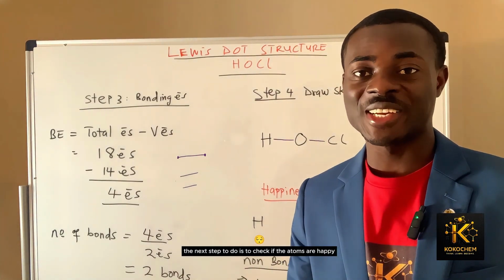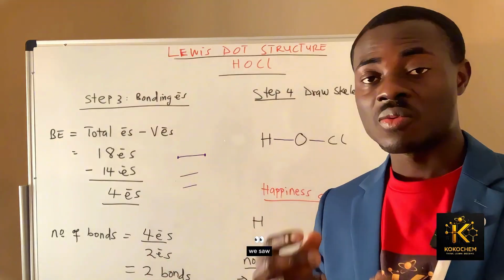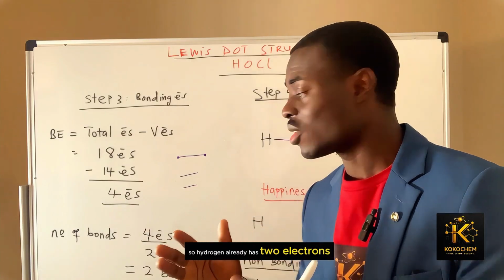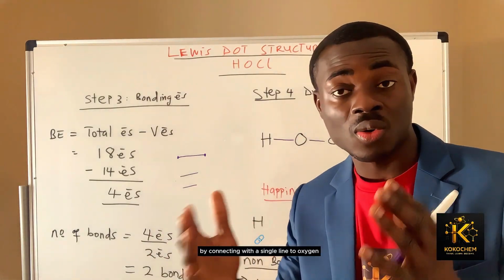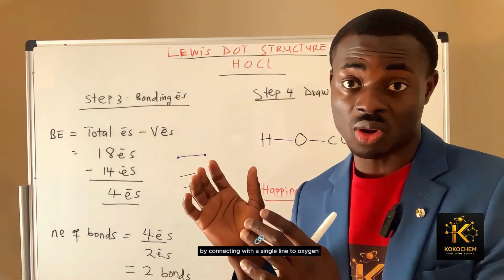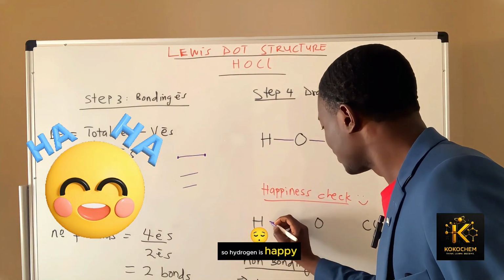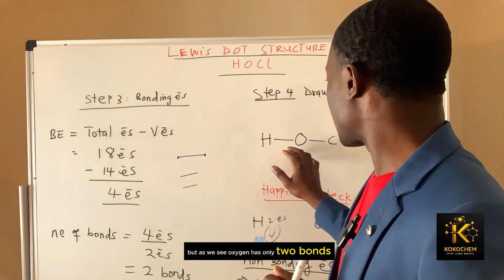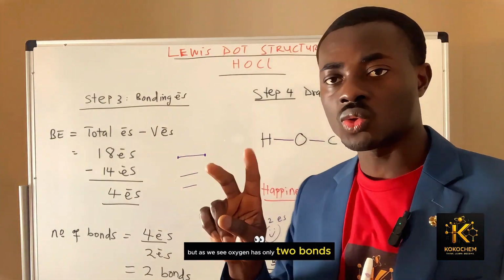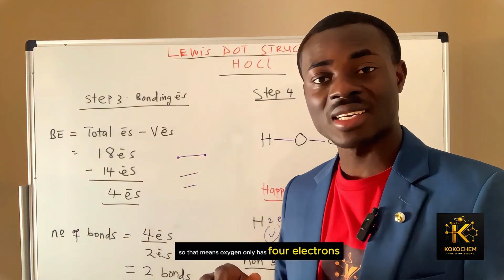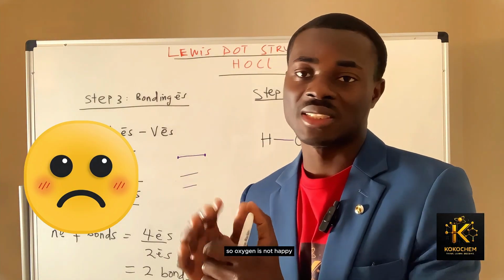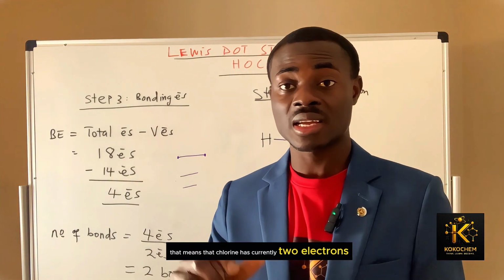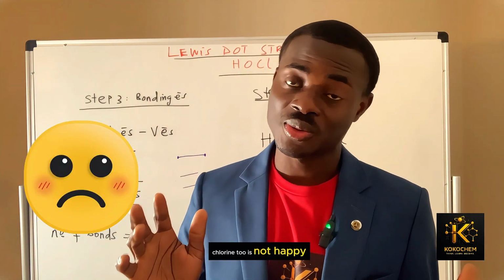The next step is to check if the atoms are happy. We saw that hydrogen wants only 2 electrons to be happy. Hydrogen already has 2 electrons by connecting with a single line to oxygen, so hydrogen is happy. Oxygen and chlorine want 8 electrons to be happy. But as we see, oxygen has only 2 bonds, so oxygen only has 4 electrons. So oxygen is not happy. Chlorine has only 1 line, which means chlorine currently has 2 electrons. Chlorine is not happy.